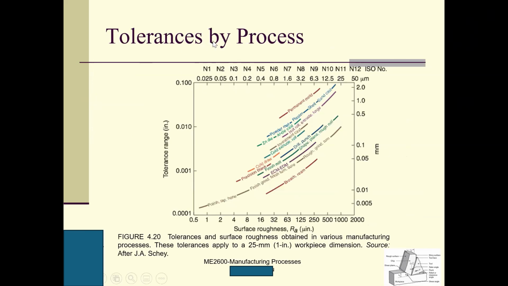The tolerance depends on the process; different processes have different tolerances. Then you can take a look. This is surface roughness, and for surface roughness, the lower, the better. The lower, that means the smoother.